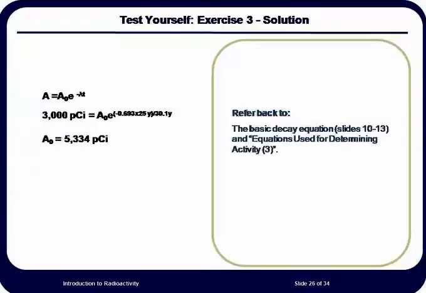The equation to use is A equals A0 e to the minus lambda t. In this case, we know the radionuclide, so we can calculate lambda. We were given the time between the two sample measurements. We know the activity that we finally have. We want to find the initial activity, A0. Simply substituting into the equation, we would get A0 equals 5,334 picocuries. If you did not get this answer, please try the calculation again.